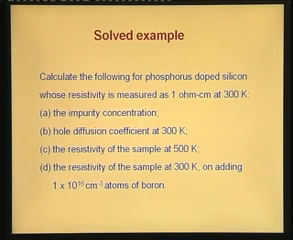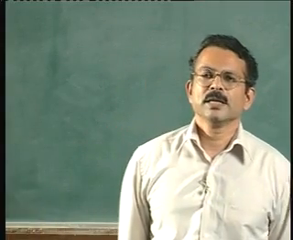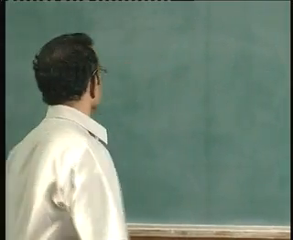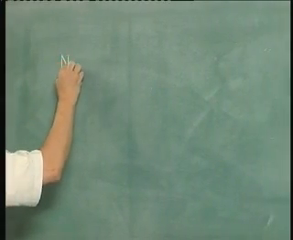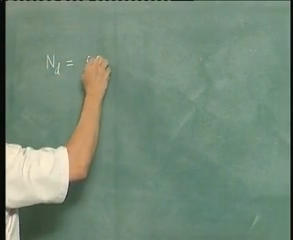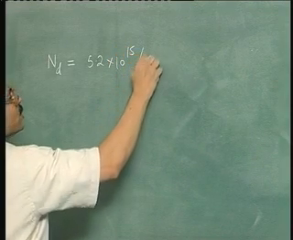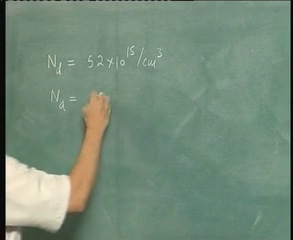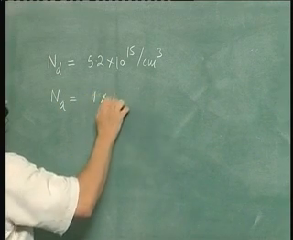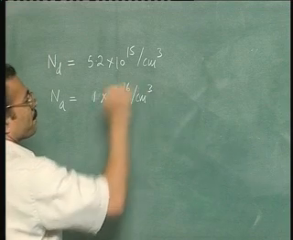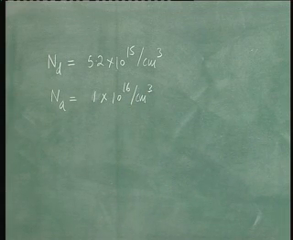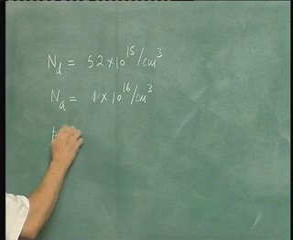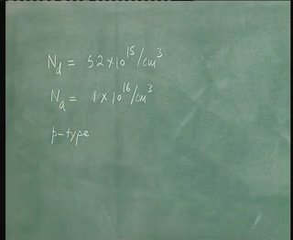Now we have the final part of the example that we have to show, and this is the resistivity of the sample at 300 K on adding 1 into 10 power 16 per centimeter cube atoms of boron. Now this means that we have a compensated semiconductor with donor type impurity of doping 5.2 into 10 power 15 per centimeter cube and an acceptor doping of 1 into 10 power 16 per centimeter cube, and you want to know the resistivity if you have this. Now clearly this is a p type semiconductor now, because Na is more than Nd.